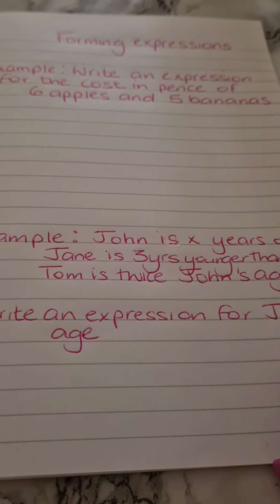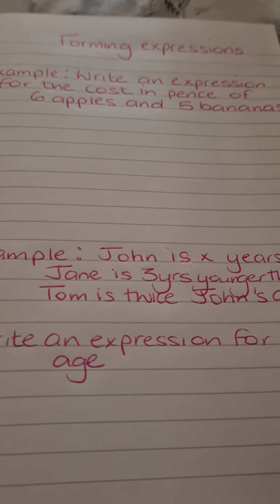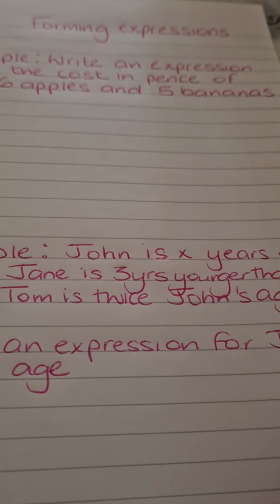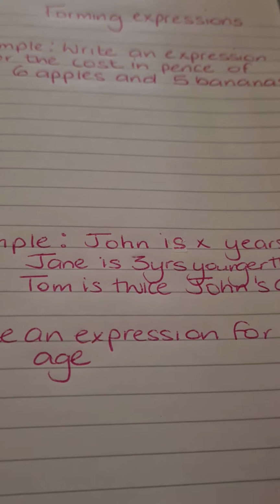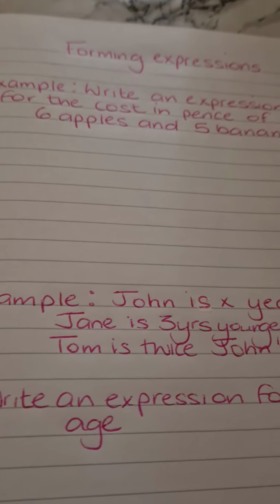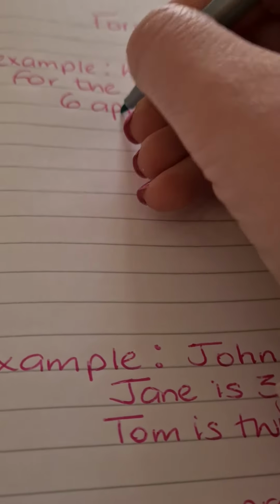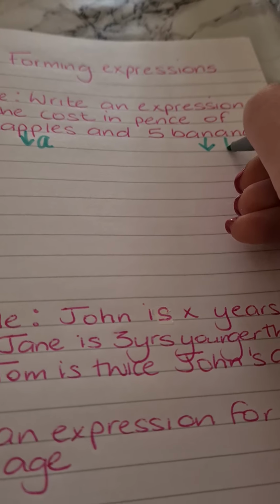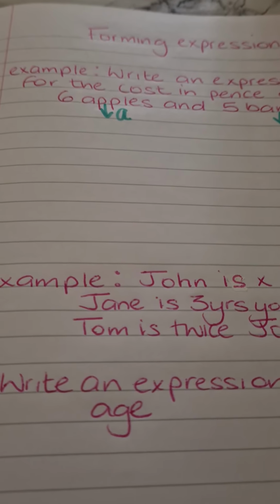So, first example. We need to write an expression for the cost in pence of 6 apples and 5 bananas. Now, what is an expression? It is a mixture of numbers and letters, but it does not have an equal sign. So we need to write this in algebraic form. So instead of writing the word apple, we're going to use the letter A. Instead of writing the word banana, we're going to just use the letter B, just the first letter of the words. So let's work out the cost of the apples first.